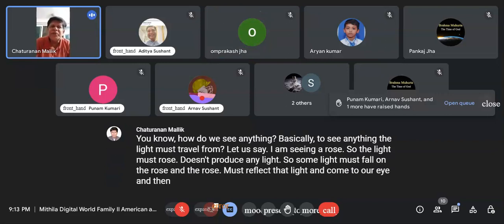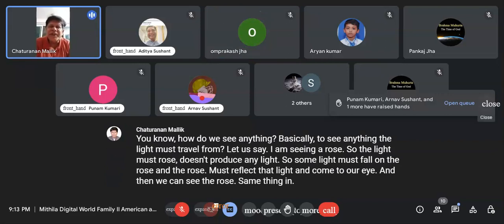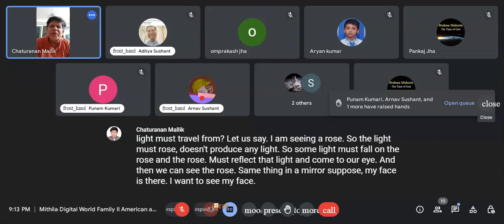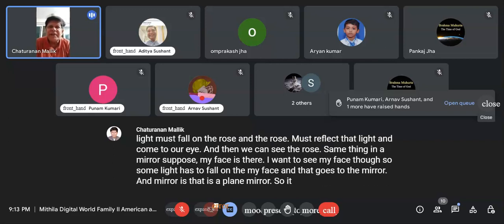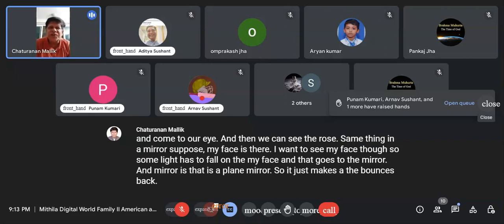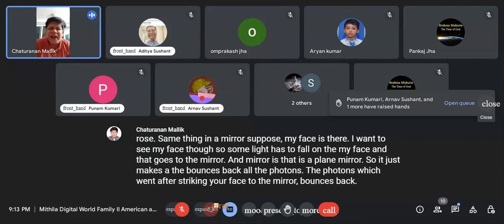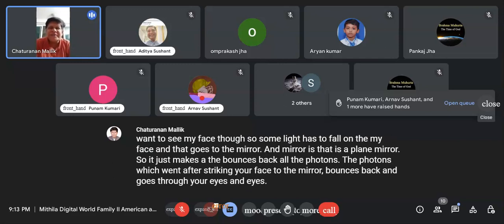Same thing in a mirror. Suppose my face is there, I want to see my face. Some light has to fall on my face, and that goes to the mirror. And the mirror, that is a plane mirror, just bounces back all the photons. The photons which went after striking your face to the mirror bounce back and go to your eyes, and you can see yourself.